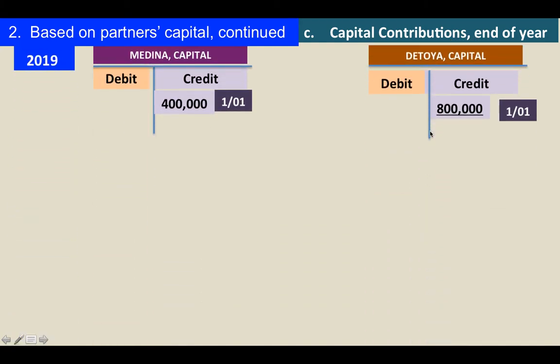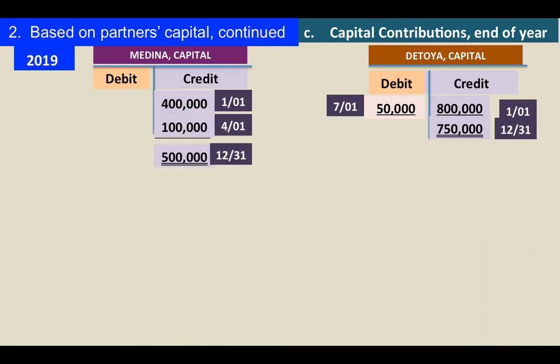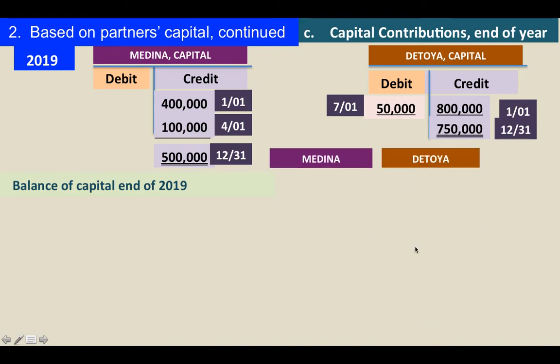Okay? And now, class, let us discuss the third option, which is capital contributions at end of year. So for 2019, let us take a look again at the capital accounts of Medina and De Toya. Here, at end of year, their capital balances are 500,000 for Medina and 750,000 for De Toya. So let us do the distribution for Medina and De Toya based on their capital contributions at end of year.